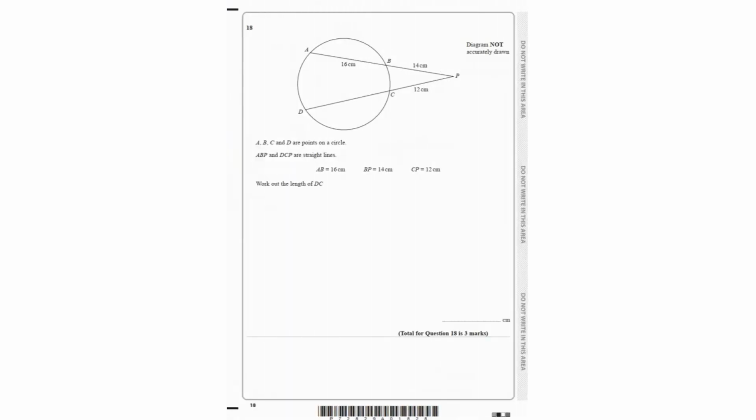Now we have the intersecting secant theorem. For the intersecting secant theorem, the rule is different. For this, what we do is this. The entire line AP is B, and then the part of the line that's outside the circle, that's A. Same with the other one. The entire one is going to be D, and the part that's outside, that is C.